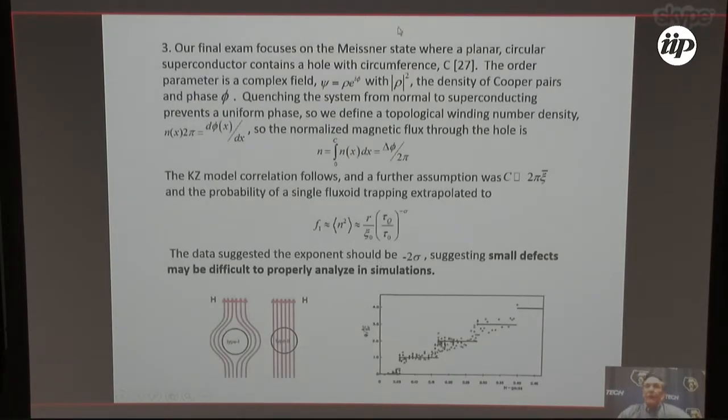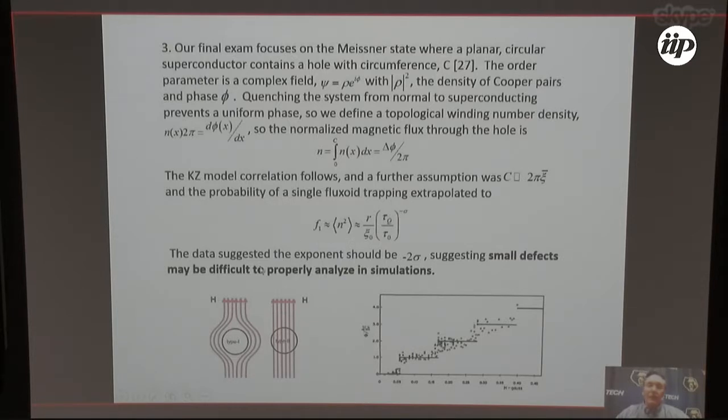The final example is a Meissner state, a planar circular superconductor with a hole in the middle. Just wrap the material around. The order parameter is a complex field, where rho squared is the density of Cooper pairs, and the phase is phi. You can quench the system from normal to superconducting. This prevents a uniform phase, so we can define a topological winding number, which is basically this integral, this piece right here, and the normalized magnetic flux becomes the topological entity. The KZ model correlation follows, and when this assumption was carried out, apologize for this, it is a less than, the probability of a single fluxoid trap extrapolated.